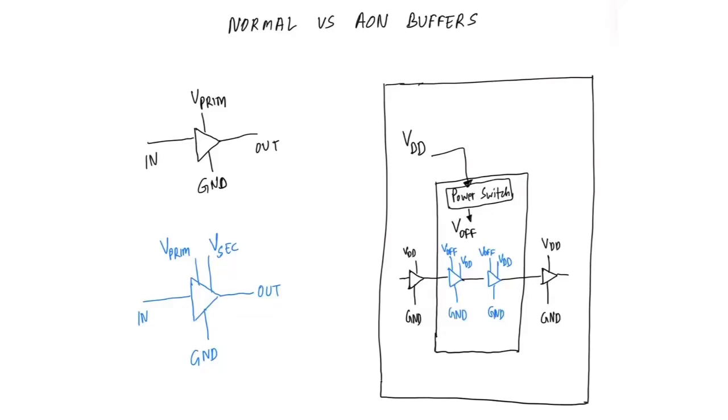In this video, let's talk about normal buffers versus always on or AON buffers. So in normal buffers, we have an input pin, an output pin, a single power pin called V primary, and a ground pin.